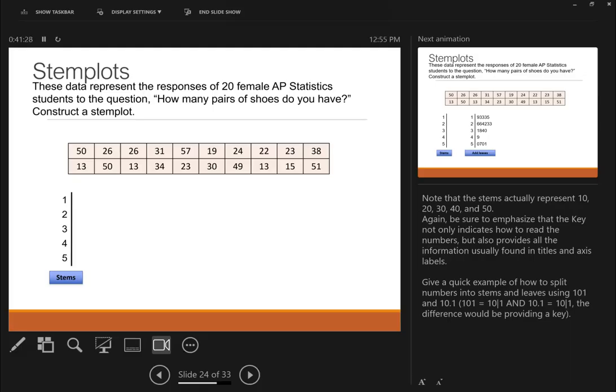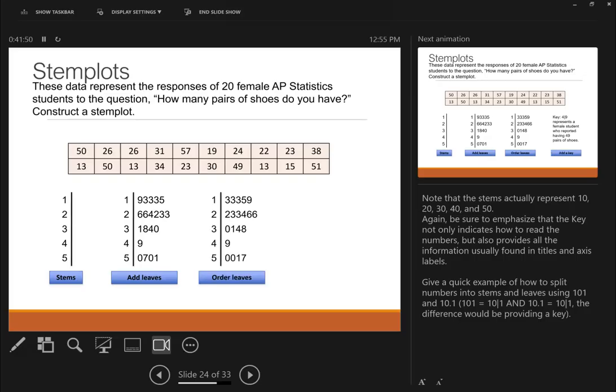So in the ones, in the tens place, I have 13. If I scroll across, I have a 19, a 13, a 13, a 13, and a 15. So I'll write down the numbers 9, 3, 3, 3, 5. And then I'll do the same thing for all my 20s, my 30s, my 40s, and my 50s. And once I've added my leaves, I'll sort them smallest to biggest.